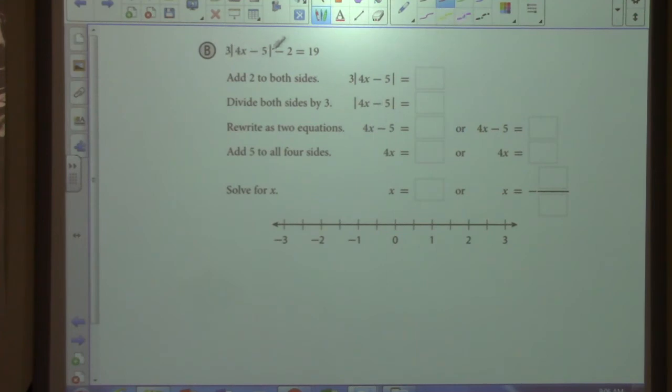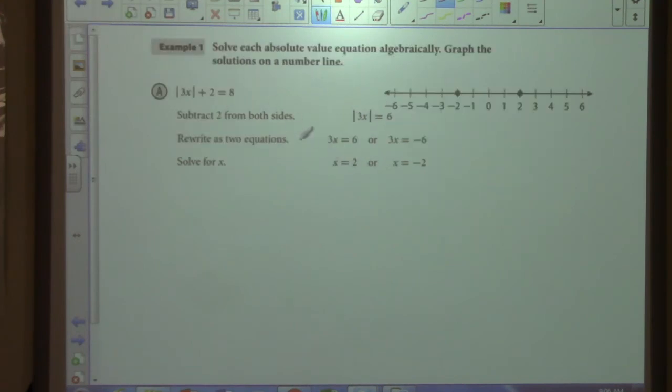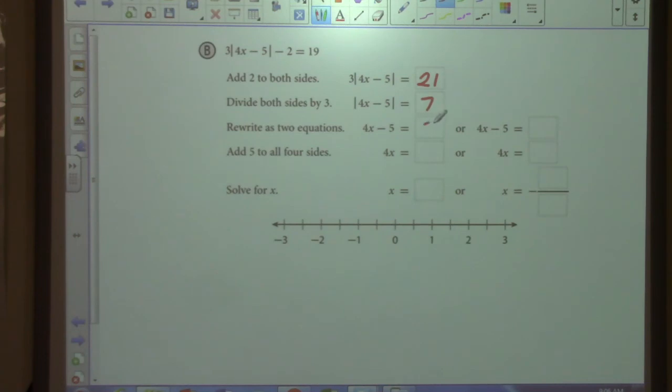We have 3 times the absolute value quantity, 4x minus 5, minus 2 equals 19. And so what are we doing first? Adding 2 to both sides of the equation. So what do we have over here? 21, right? And then divide both sides by 3. And so we divide the left side by 3, divide the right side by 3. What do we have? 7. And so now we do the OR, rewriting as 2 equations. So we have 4x minus 5 equals 7 or negative 7. Does that make sense? Yeah.